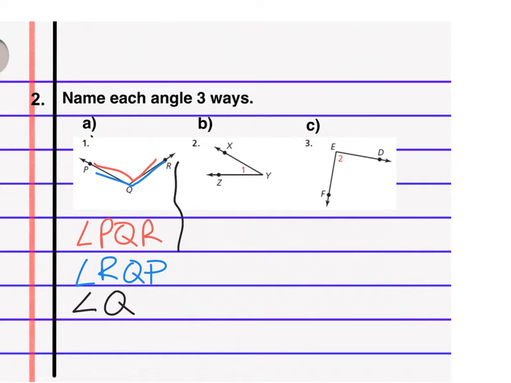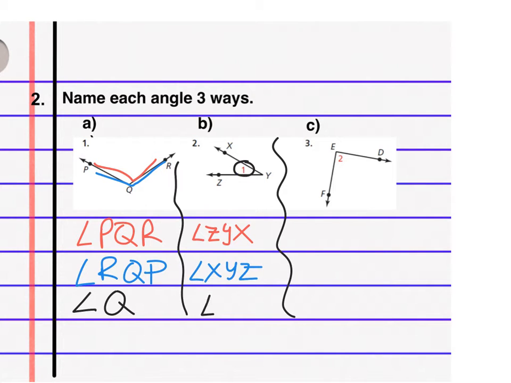Pause the video and try B and C on your own. See if you can come up with them. I'll put the answers: ZYX would be one way, XYZ. And for this one, since it has a little number, I can also call it angle 1. Now see if you can get part C. I have angle FED, and if you list these in a different order, that's fine. Angle DEF, and the third way would be angle 2.